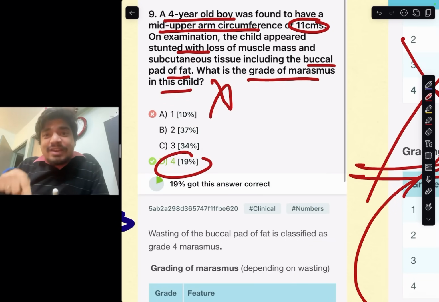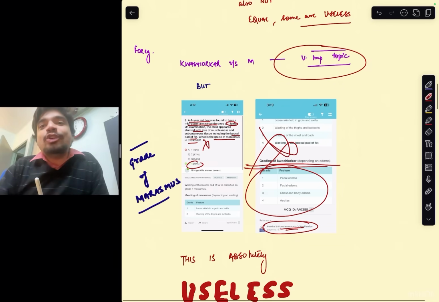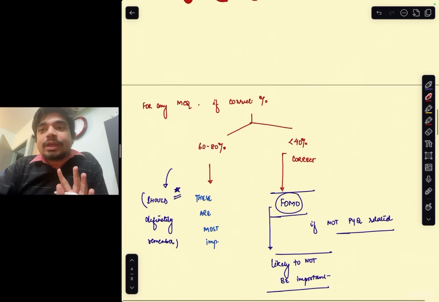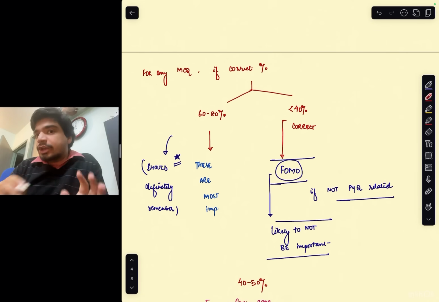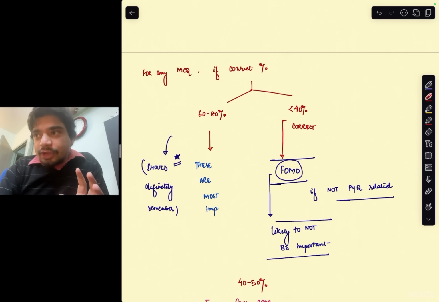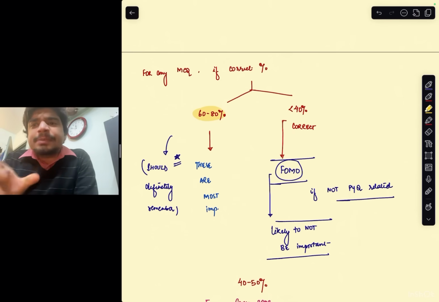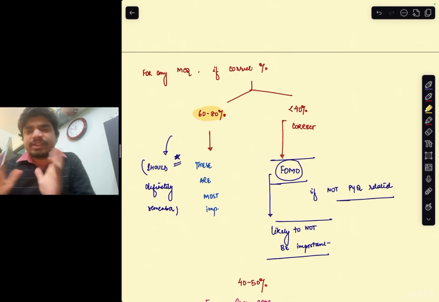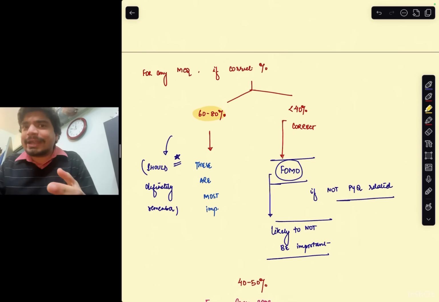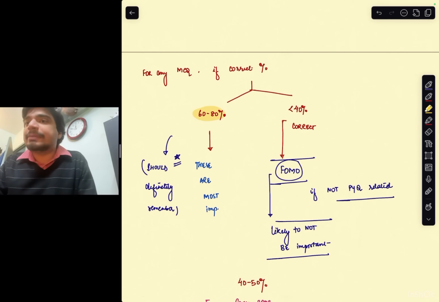Even if everyone guessed, choosing one of four options, 25% would be right, and it is less than that. Nobody knows. This is a useless question. For any MCQ, when you are doing it in a QBank, always look for the 60 to 80% correct ones. These are the moderate to easy level questions. So the 60 to 80% is the one which should definitely be remembered. See, most of them are getting it correct. So if you are getting it incorrect, then that's a problem. You should get them correct.